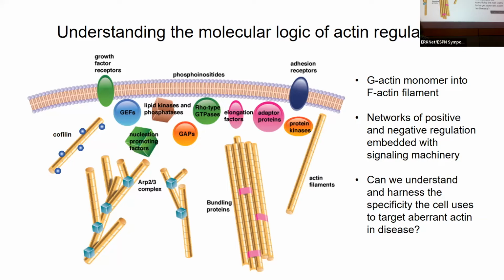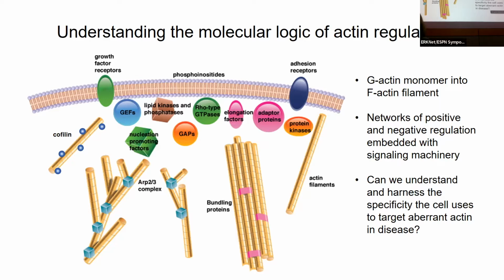So I'm showing here the filamentous forms. You have bundled actin filaments. You can have branched actin filaments, for example, with the ARP2/3 complex, which are the relevant ones that I'm going to be talking about later. You have cofilin linked actin filaments, which helps these actin filaments disassemble.